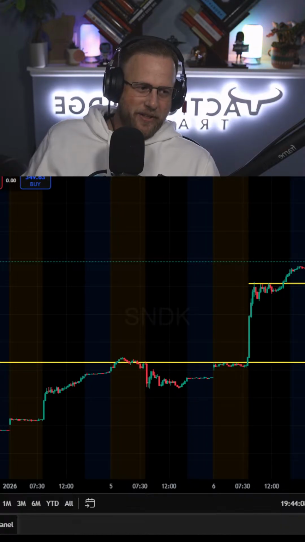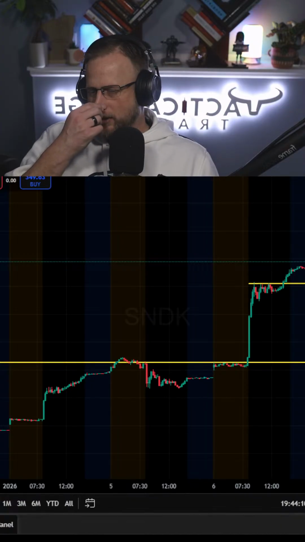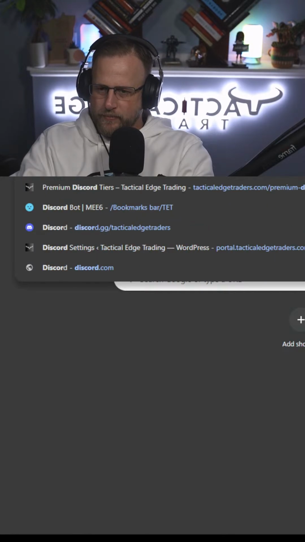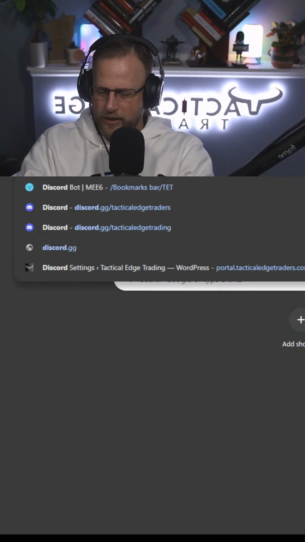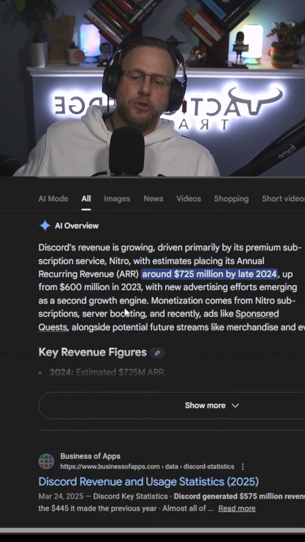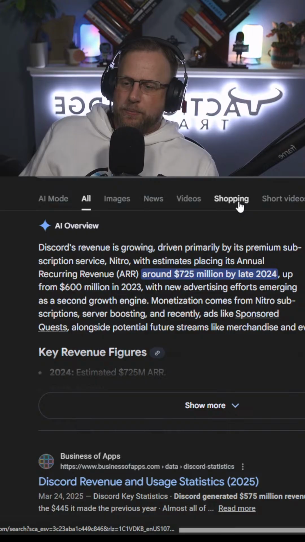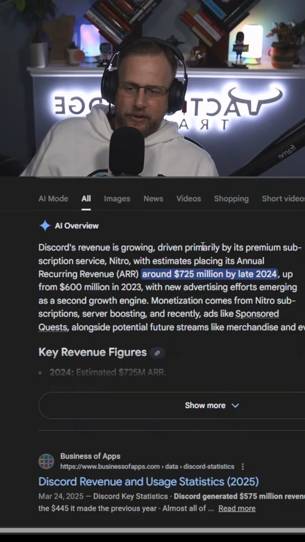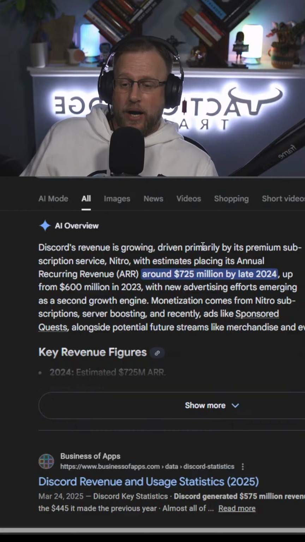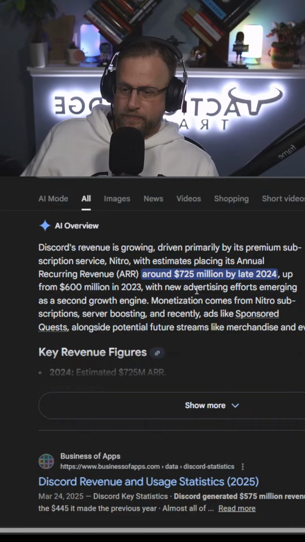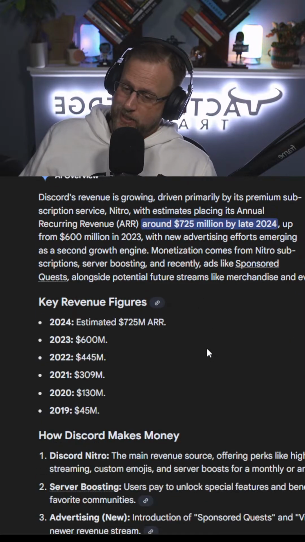Ad revenue's coming, dude. Hyperspeed, I bet. I wonder... so they're a private company right now, so they probably don't release it, but they had to probably for IPOing, right? Discord revenue. I bet you'll be surprised. Discord's revenue is growing, driven primarily by its premium subscription service Nitro, with estimates placing its annual recurring revenue around $725 million by late 2024. That's up from $600 million in 2023. Probably $1 billion this year. That's nothing to shake a stick at.